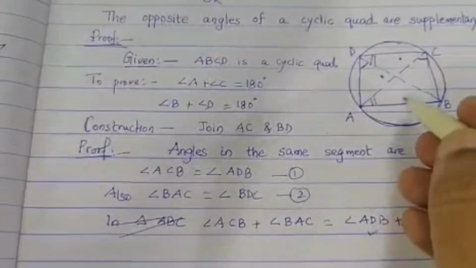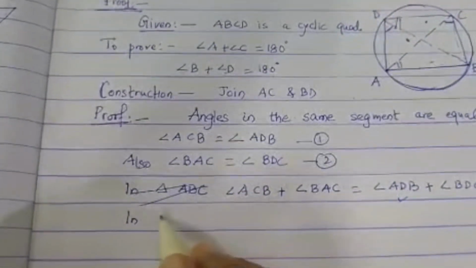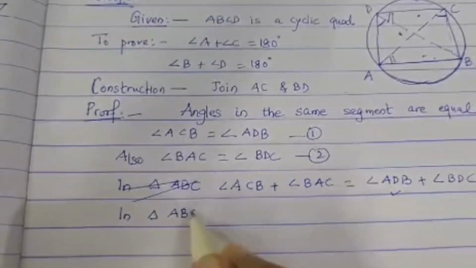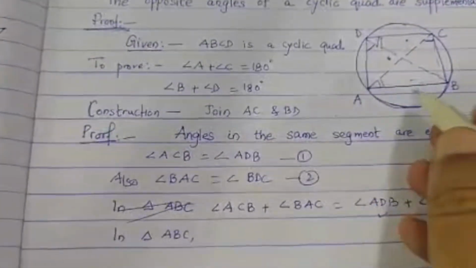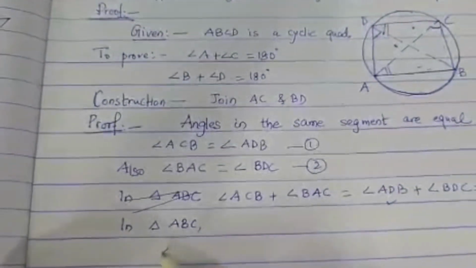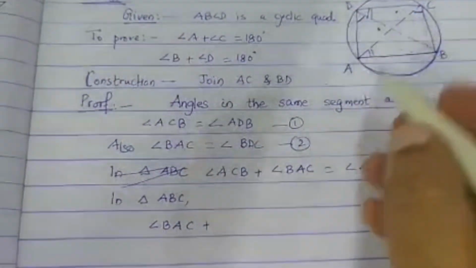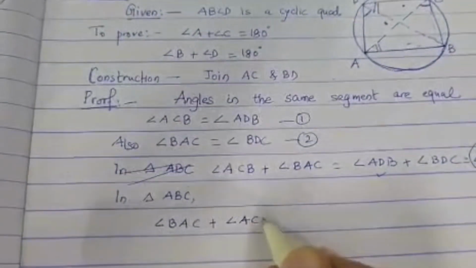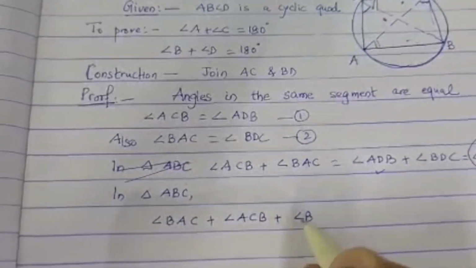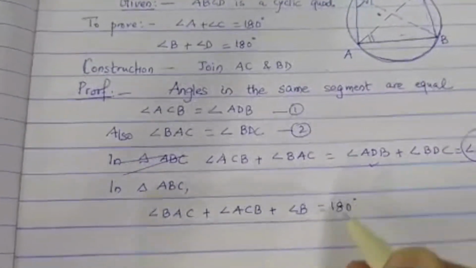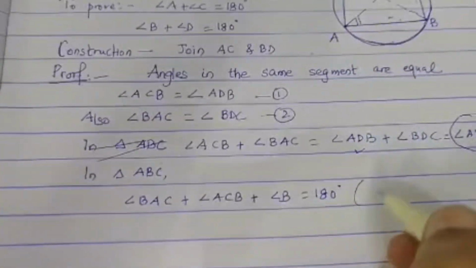Now in triangle ABC, we can write that angle BAC plus angle ACB plus angle B is equal to 180 degrees. We know the angle sum property of a triangle.